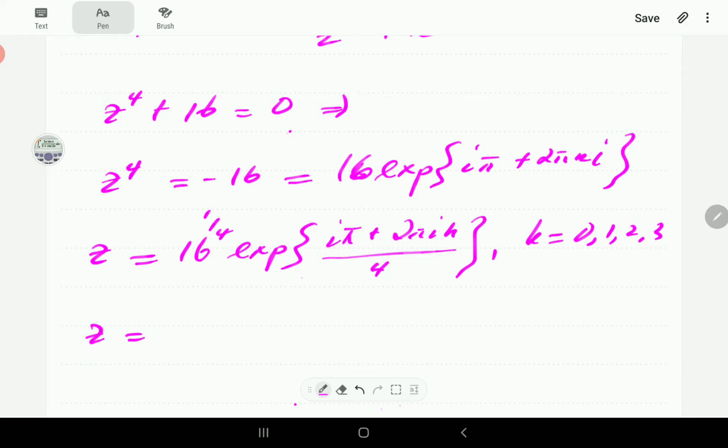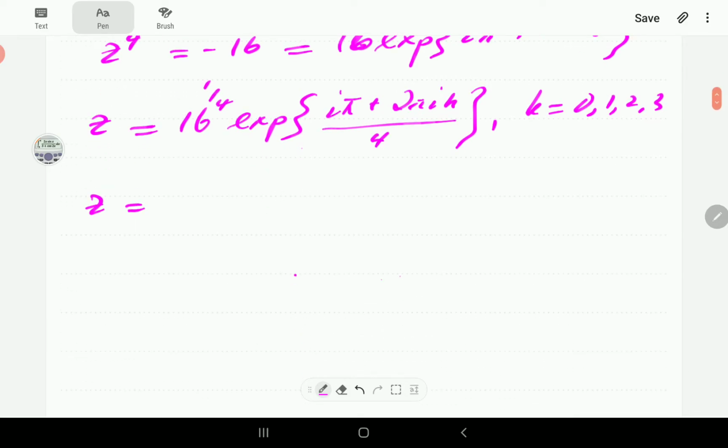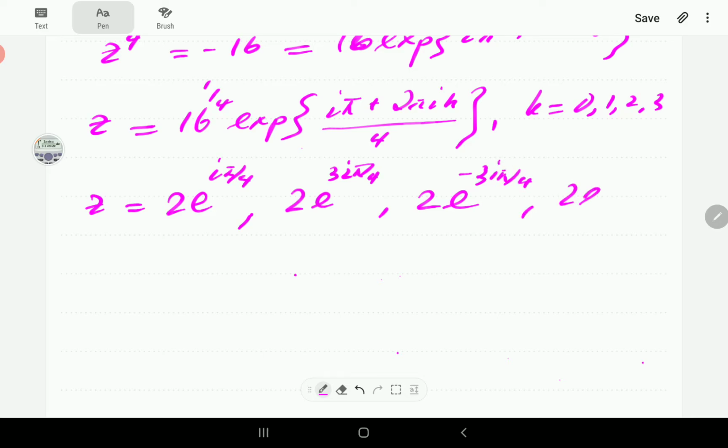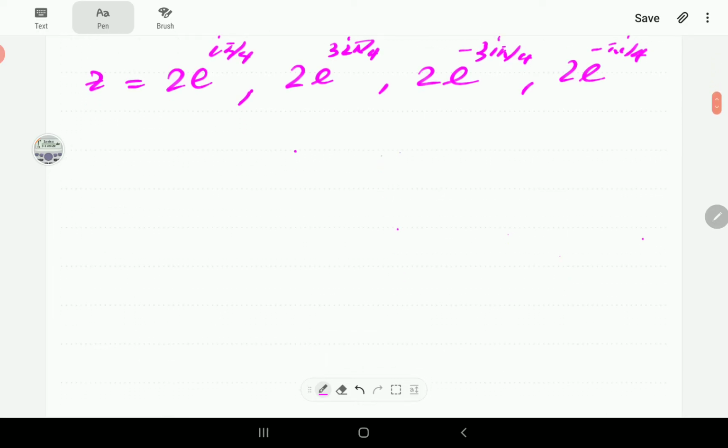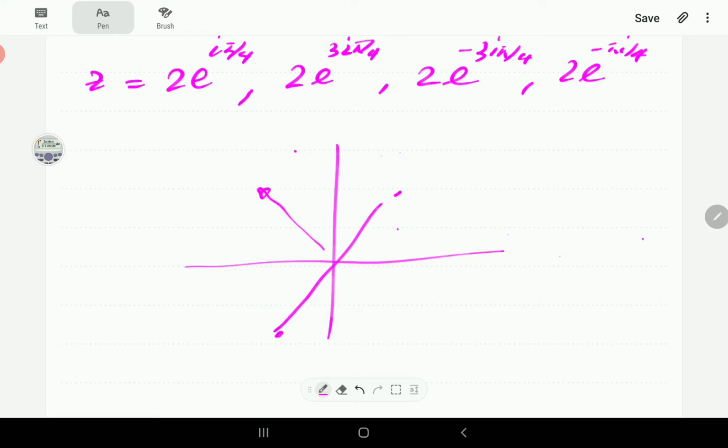So this is saying that for z, there are going to be 4 values. The first one is going to be 2e to the i pi on 4. This one is in the first quadrant. Then 2e to the 3 i pi on 4, then 2e to the negative 3 i pi on 4, then 2e to the negative i pi on 4. So they are located a bit like this on the Argand diagram, on a circle of radius 2.